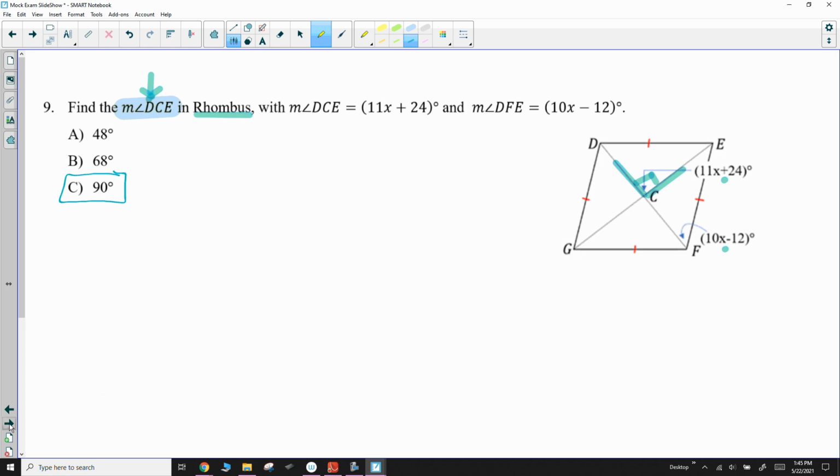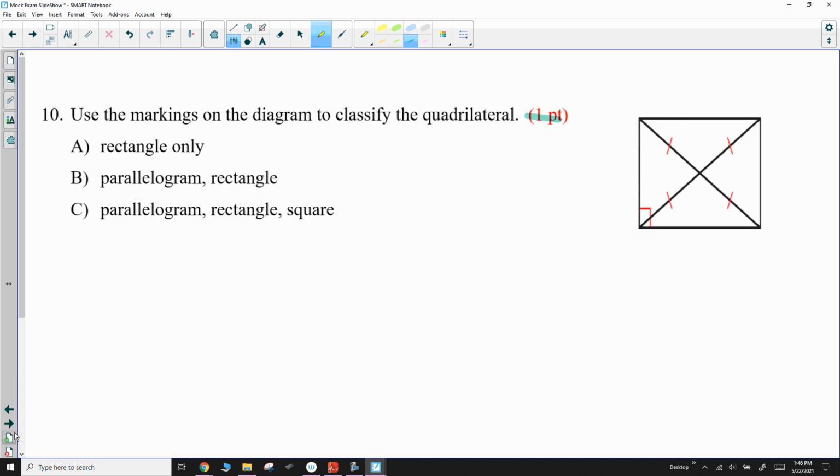I didn't mean for it to be evil. I meant for it to be nice, but some of you are not going to watch this video and end up doing a lot more work, and I apologize for that. Use the markings on the diagram to classify the quadrilateral. This is a 1-point problem. I'm not expecting to see any work. I'm going to have to mark up my diagram just so that I can communicate with you.